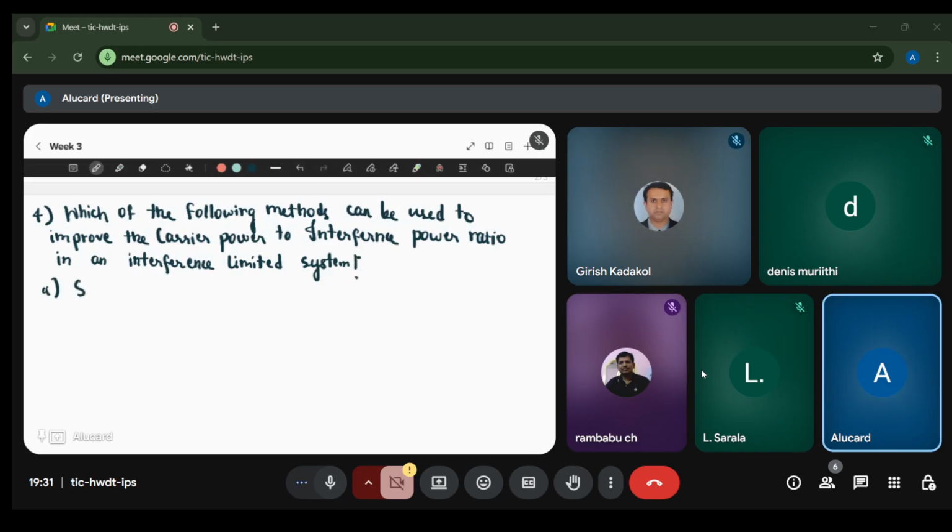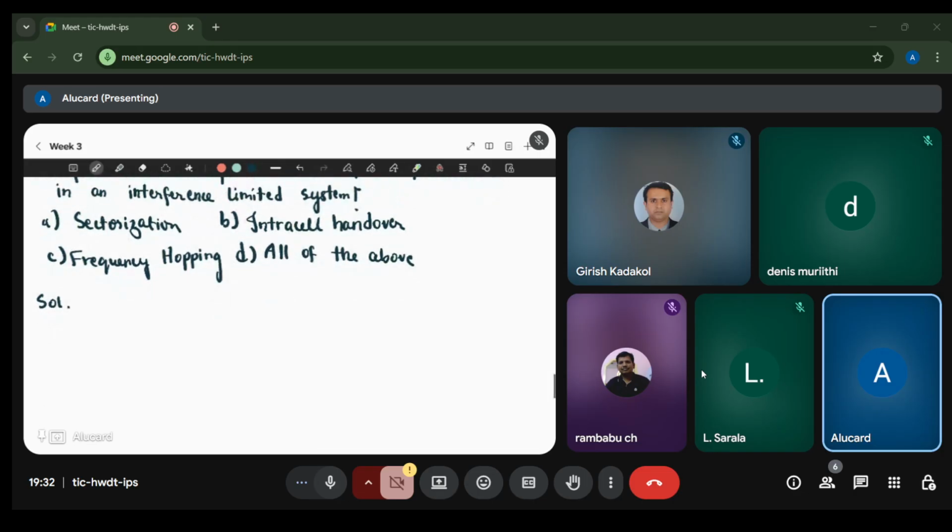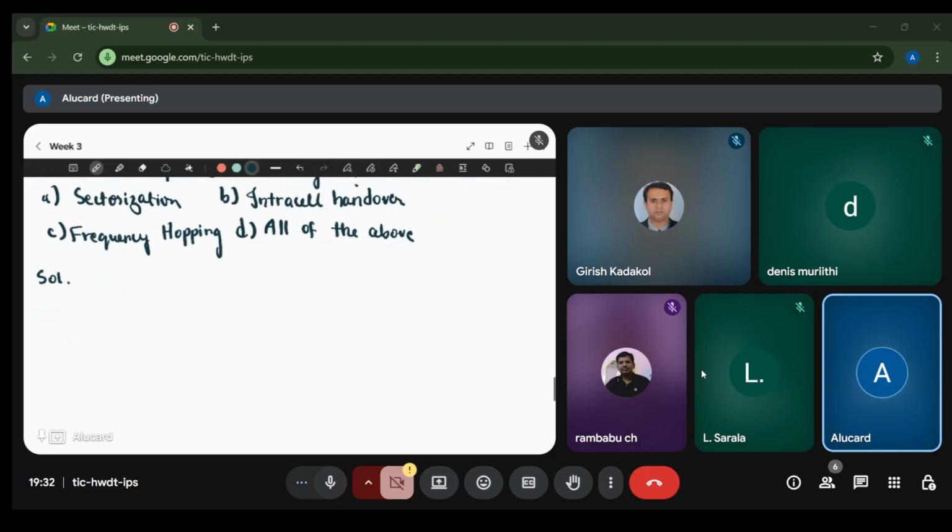First method is sectorization. Second method is intra-cell handover. Third method is frequency hopping. Option D says all of the above can be used. Let's see first sectorization.